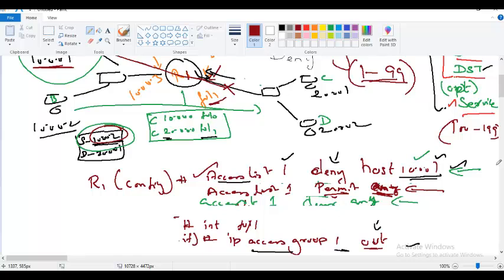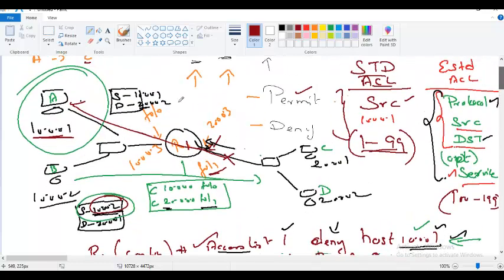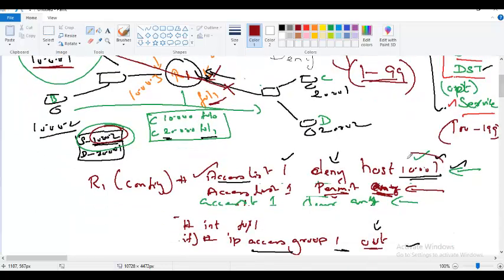Now, when the packet is coming from A, 10.0.0.1, it matches on the very first line. Action is taken. It won't read the second line. It will not, because there is already a match. Did you understand, everyone?